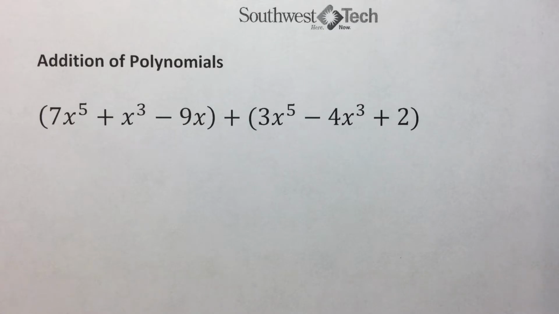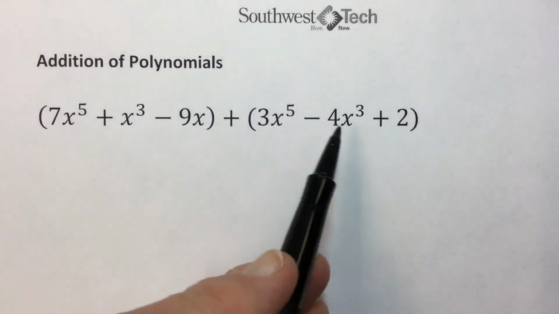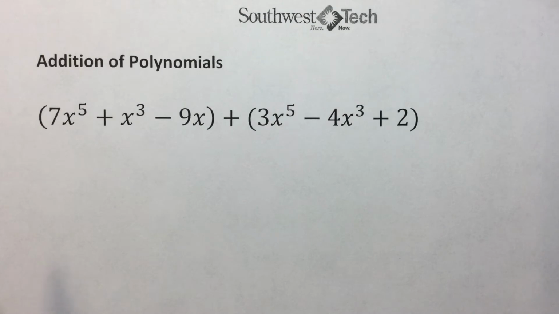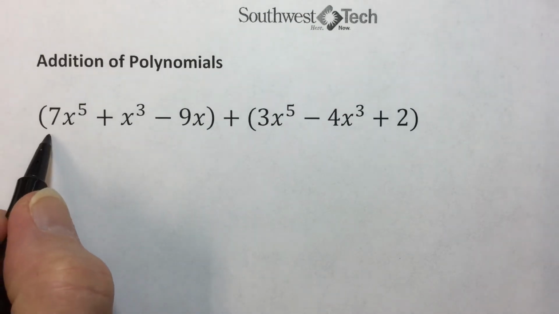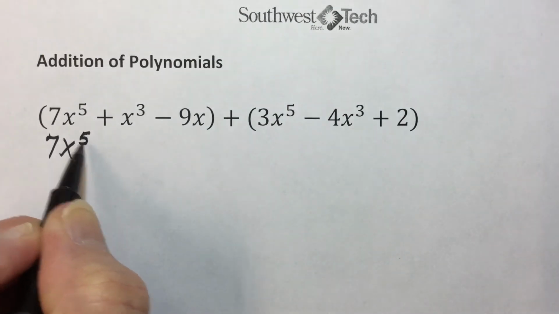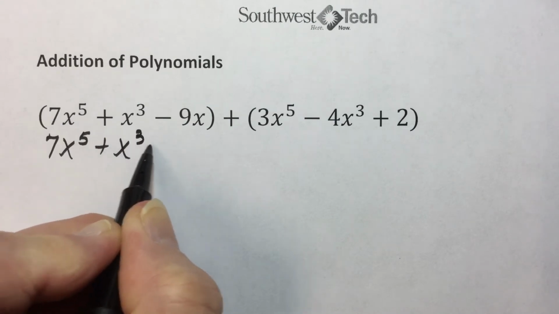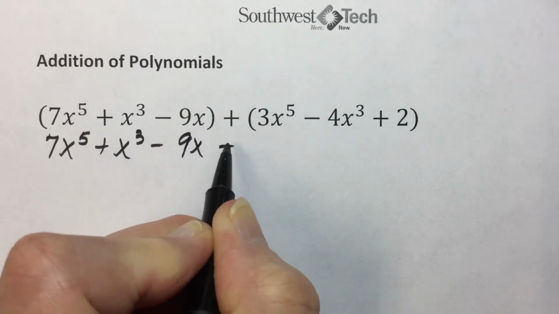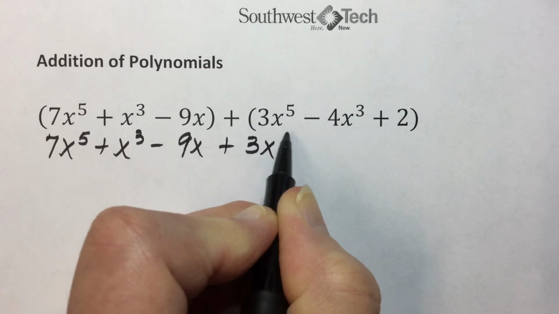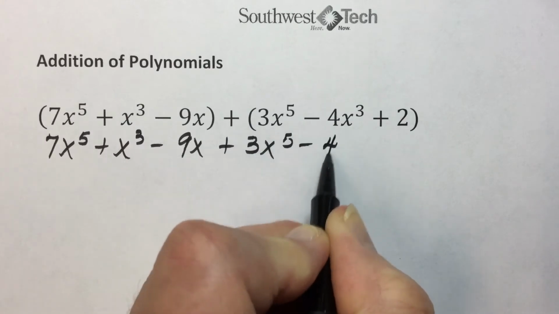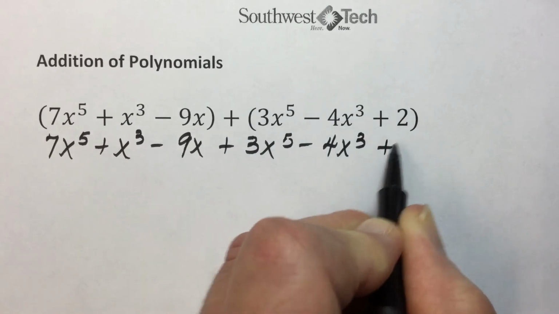To add two polynomials, we write a plus sign between them and combine like terms. So here we have two polynomials added together. We can write these without parentheses since it's addition of these two polynomials. Be sure you include the signs as they are given here.